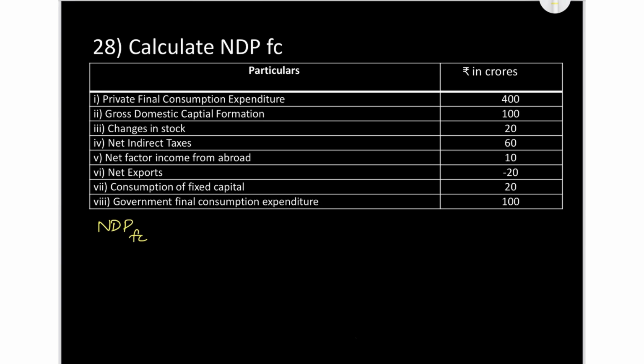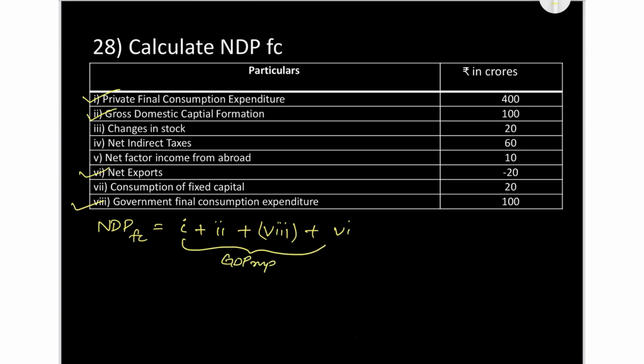Now the next question has asked us to find NDPFC. Now again in the same way we'll see what all components should be added. Private final consumption expenditure is there. Gross domestic capital formation is given directly, so there's no need to add the change in stock. Then net export is given, so no need to make export minus import, it's directly given over here. So 1 plus 2 plus government final consumption expenditure is also given, so 8 plus net exports. So we have already got GDP MP, right? Now from gross to net is minus depreciation, which is consumption of fixed capital, right? Then MP to FC is minus net indirect taxes, which is also given directly.